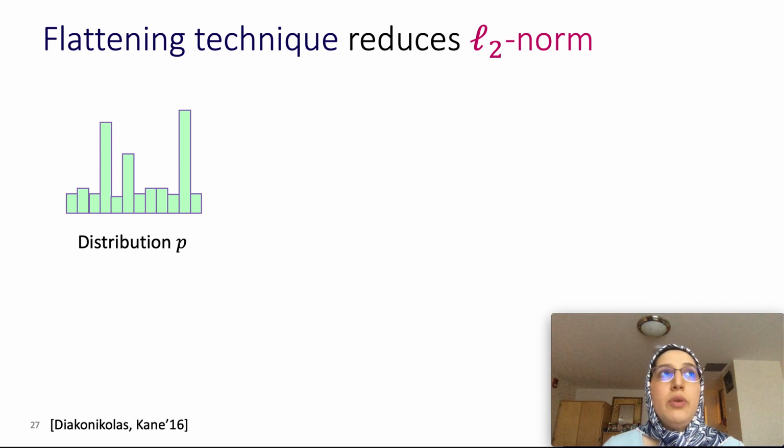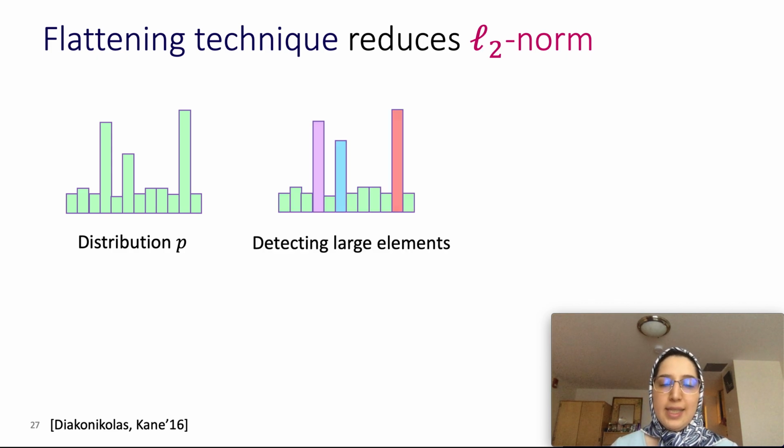So remember that the large elements essentially contribute more in the L2 norm. So if I can reduce these large elements, then the L2 norm of the distribution will be reduced. So basically, I need to detect these large elements. Here, we just color them purple, blue, and red.